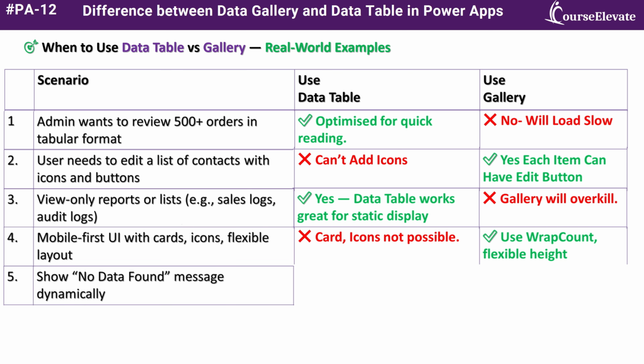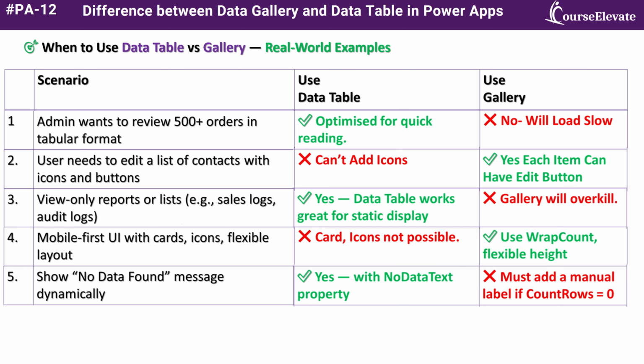You need to dynamically show a no data found message if your data source is empty. Which control makes this easier? So while you can do this with both, a data table has a built-in advantage. You just write your message in the no data text property and it works automatically. You have to add a separate label and control its visibility with a formula, which is extra work if you choose gallery.